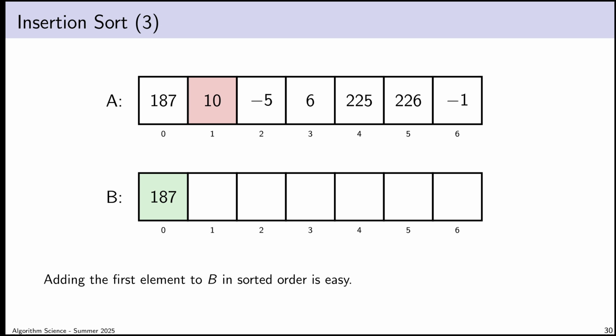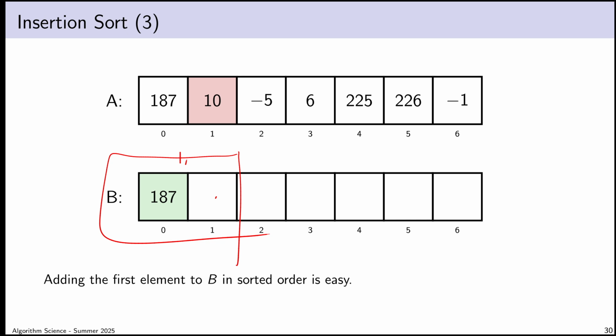For the second element, here I have 10. I obviously have to make sure, as I said, that B is in sorted order when I'm done. So I think to myself, okay, B is going to have size 2 when I'm done. Can I put 10 here? Obviously not. Well, wait, why not? Okay, wait a minute, I had it the right way. I'm thinking the wrong way around. 10 is less than 187. 187 is greater than 10. And so I can't put 10 in position 1.